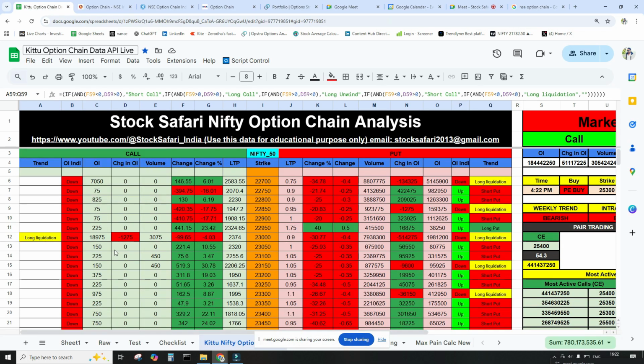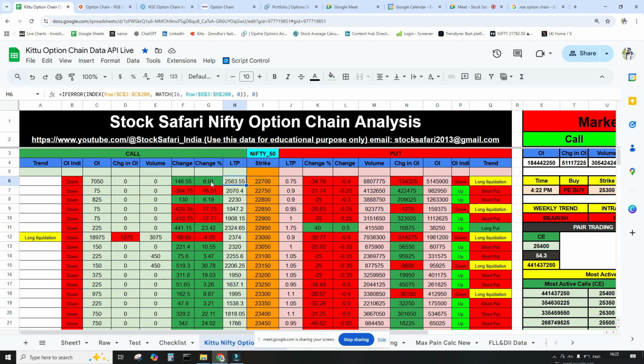Now let's see what is happening in this particular strike price. We can see the LTP and the change in the LTP has increased, but the open interest indicator doesn't show any indication. By default in our option chain analysis, if you don't have any volume or any open interest, we consider that as a downfall. You can see there is no change in volume, and no change in open interest also.